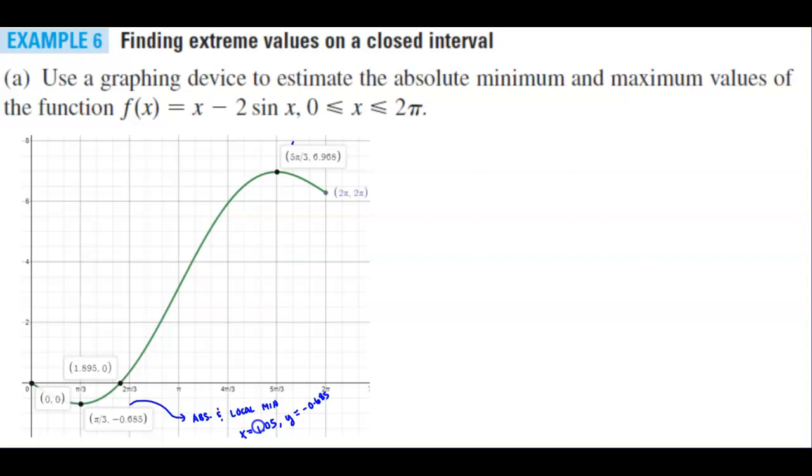Okay, and then over here, we can see that this is an absolute and local maximum. 5 pi over 3 reduces to 5.24. So that means that x is equal to 5.24, and the y value is rounded to 2 decimal places at 6.97. Okay, now let's summarize what we just did.